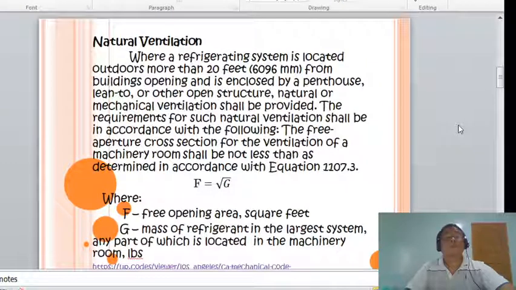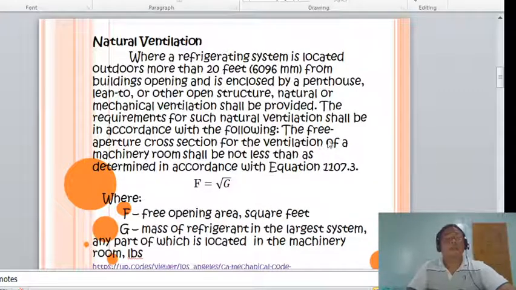Okay? So, for natural ventilation, where a refrigerating system is located outdoors more than 20 feet or 6,096 millimeters from building openings and is enclosed by a penthouse, lean-to or other open structure, natural or mechanical ventilation shall be provided. The requirements for such natural ventilation shall be in accordance with the following. The free aperture cross-section for the ventilation of a machinery room shall be not less than as determined in accordance with equation 1107.3, where F, or the free opening area, is equal to the square root of G. So again, G is the mass of the refrigerant.